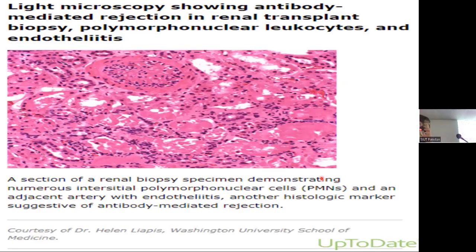Now this is the light microscopy. This is showing a section of renal biopsy, and it is showing antibody-mediated rejection, where we can appreciate polymorphonuclear cell infiltration within the interstitium. These all are the interstitium, and these are infiltrated by the polymorphonuclear cells. And this is the artery, and this is showing endothelium.